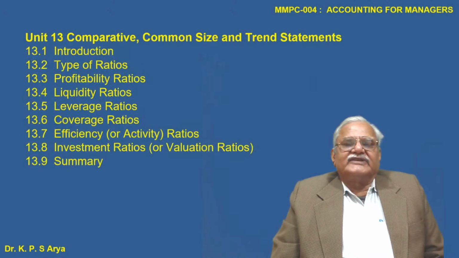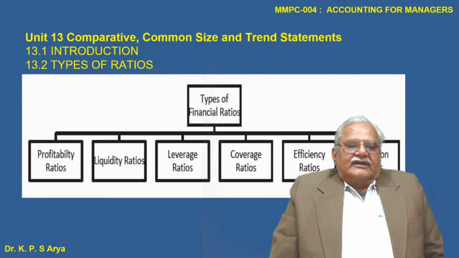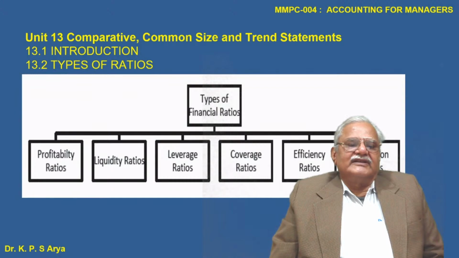Now, the comparative and common size trend, this is another type of ratios. The types of financial ratios are six: profitability ratio, liquidity ratio, leverage ratio, coverage ratio, efficiency ratio, and valuation ratio. Profitability ratios are the ratios by which the profit of the company or the unit is compared with the sales. Net profit divided by sales volume, gross profit divided by sales volume, to arrive at the profitability percent.